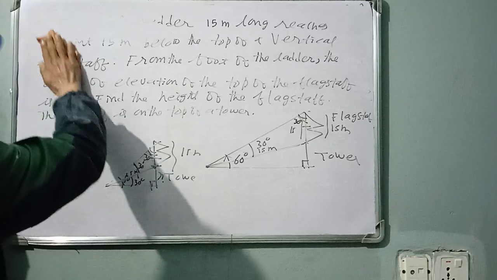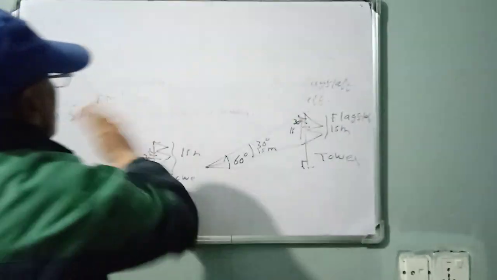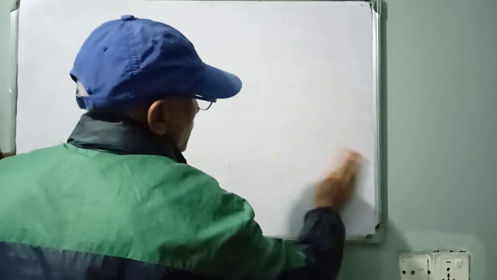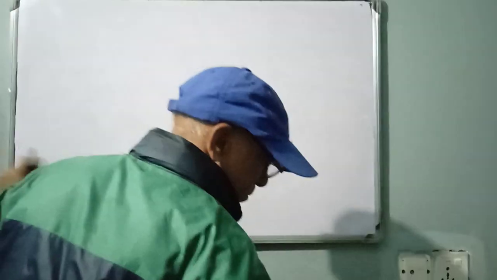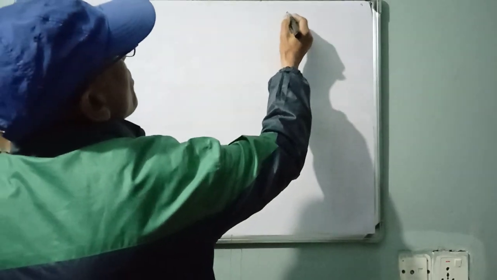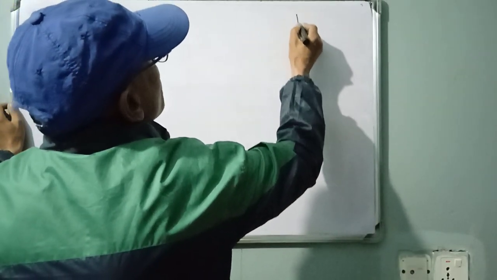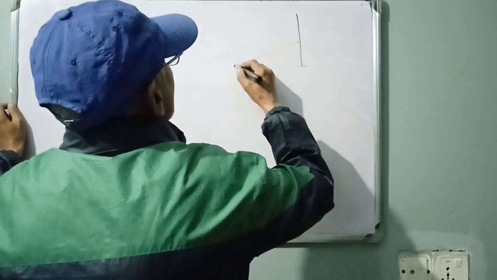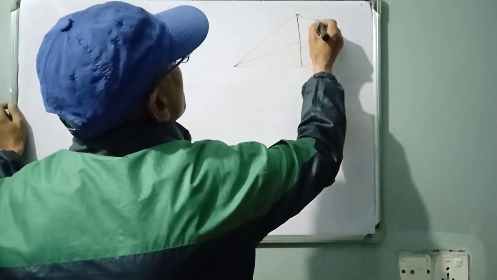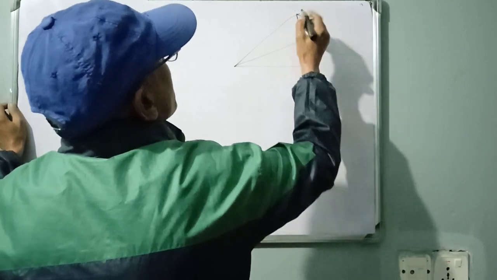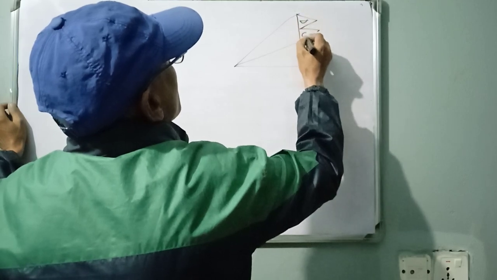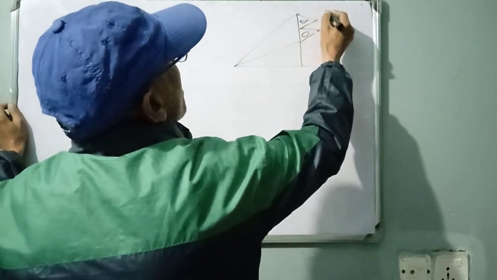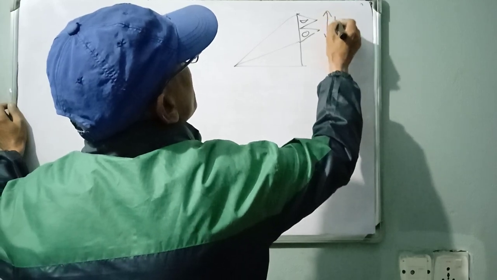Now I'm going to rub and solve. In the examination, you don't need to write down the question. So the solution is this. First of all, make a tower. There is a flagstaff. The flagstaff, this one is 15 meter.